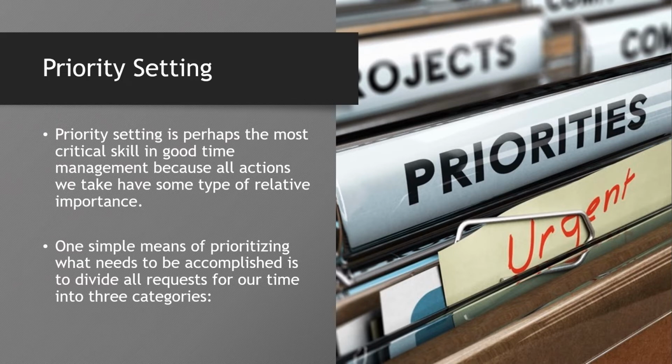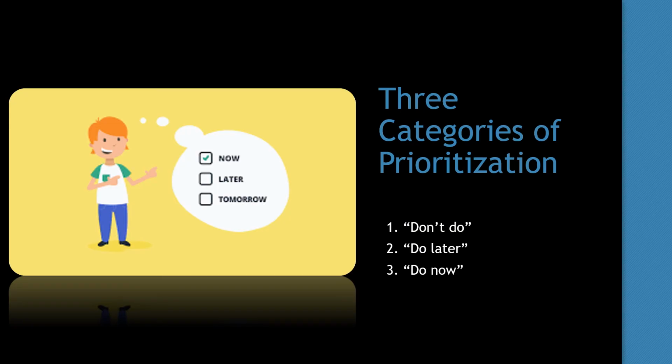So when we think about priority setting, this is perhaps the most critical skill in good time management because all actions we take have some type of relative importance. One simple means of prioritizing what needs to be accomplished is to divide all requests for our time into three categories. And those three categories are don't do, later, and do now.